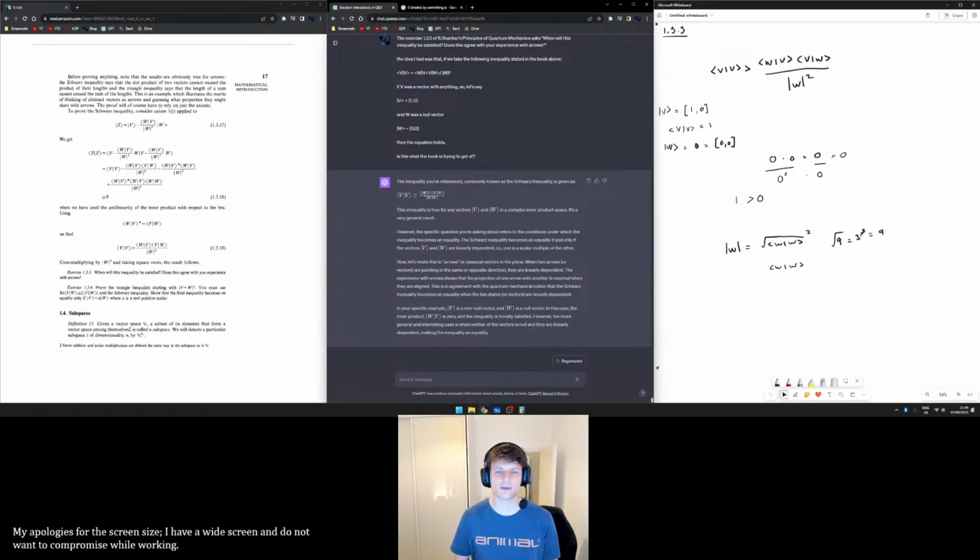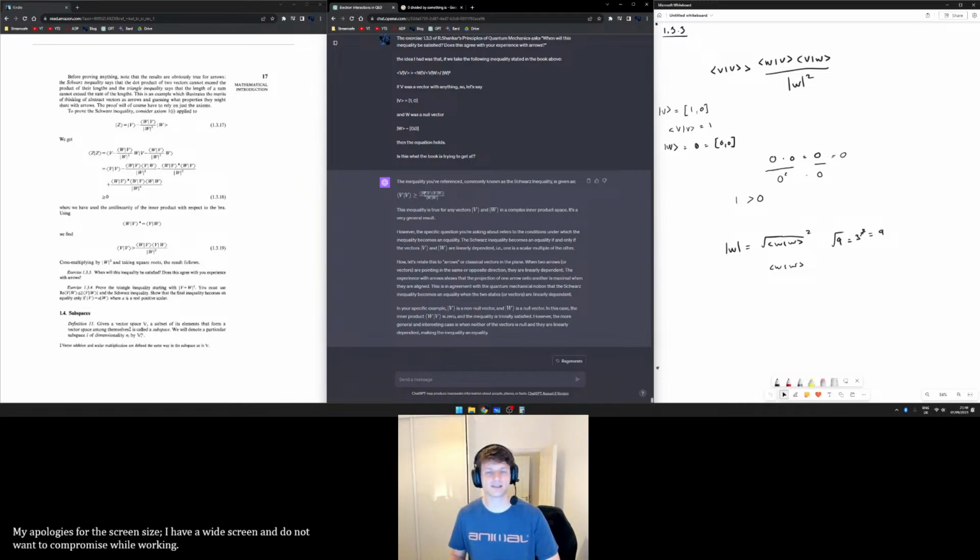The Schwarz inequality becomes an equality if and only if the vectors v and w are linearly dependent. One is a scalar multiple of the other. Linearly dependent, you can make something else out of both of them in the same vector space. That sounds right to me.